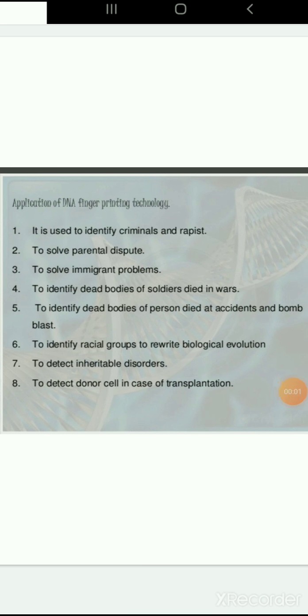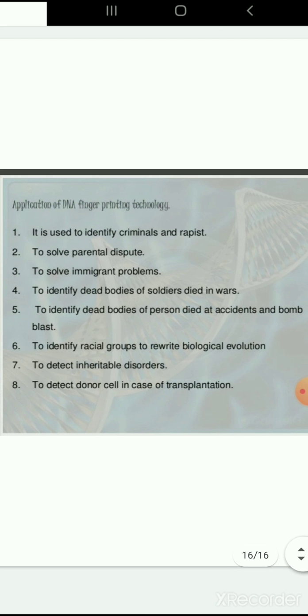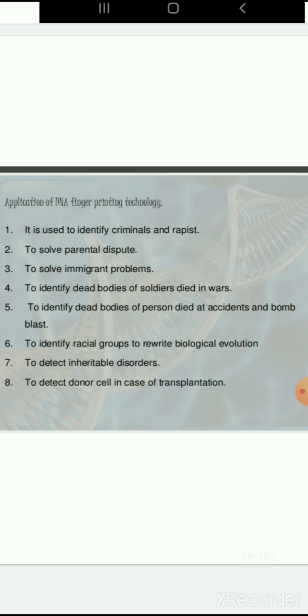See the applications of DNA fingerprint technology. It is used to identify criminals and rapists, to solve parental disputes and immigrant problems, to identify dead bodies of soldiers who died in wars, to identify dead bodies of persons who died in accidents and bomb blasts, to identify racial groups, to rewrite biological evolution, to detect inheritable disorders, and to detect donor cells in cases of transplantation. So these are the applications of DNA fingerprints.